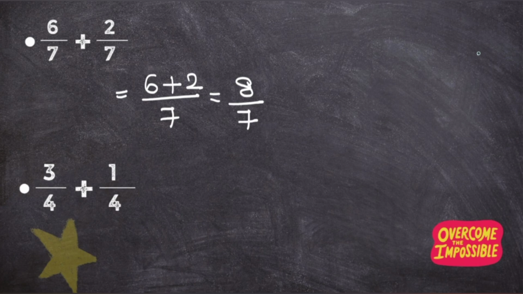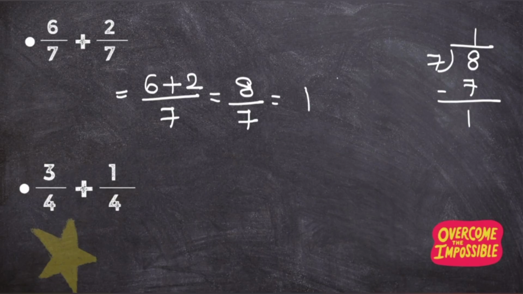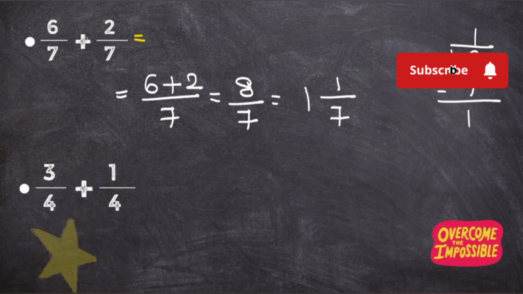How will it be? Just simply divide 8 by 7, the quotient is 1. So the answer will be 1 and 1 upon 7. So the answer of this addition, that is 6 upon 7 plus 2 upon 7, will be 1 and 1 upon 7. Now you must be wondering, in the previous question we did not do anything like that. It was because it was already in the simplest form.